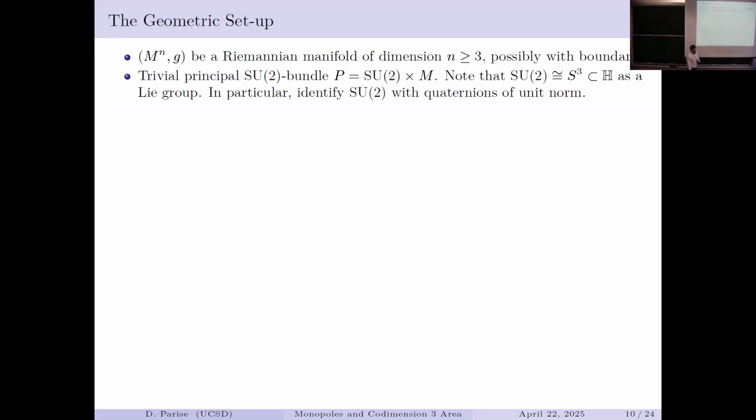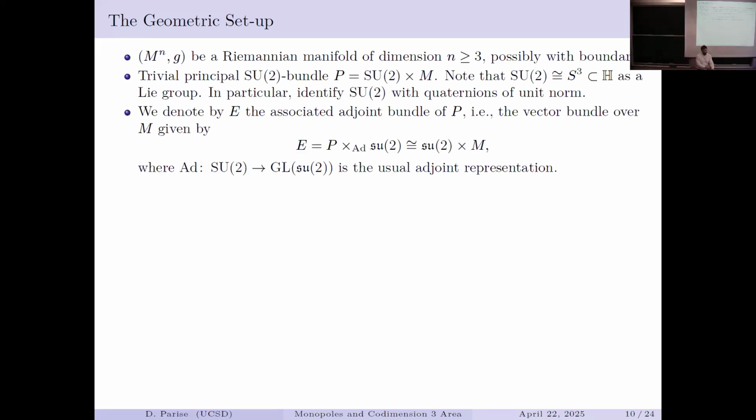So let me give you more precisely the geometric setup. We'll be working on a Riemannian manifold of dimension greater than 3, possibly with boundary. And we consider the trivial principal SU2 bundle. So it's just the product SU2 cross M. And if you don't like thinking about SU2, you can just think of it as being S3, which is also valid as a Lie group. In particular, you can also identify SU2 with quaternions of unit norm.